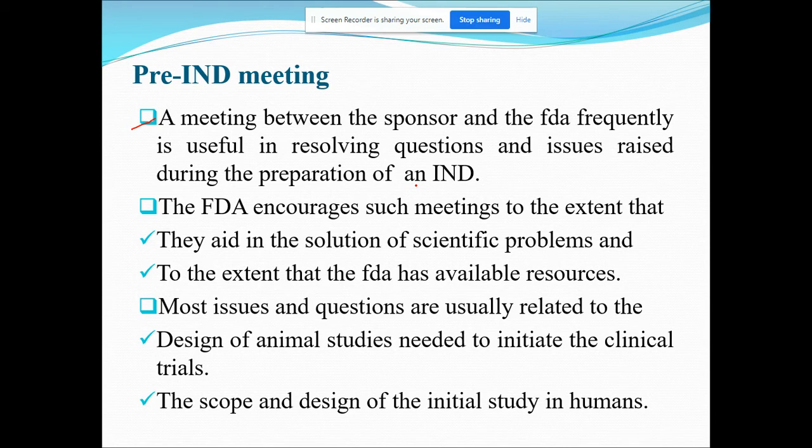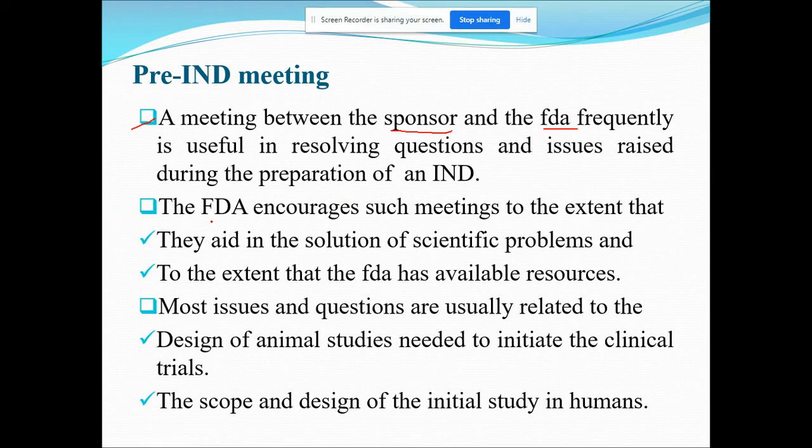IND application तयार करत असताना जर काही प्रॉब्लेम येत असेल, जर काही क्युरी येत असेल, तर त्या प्रॉब्लेमवर, त्या क्युरीजवर सोल्युशन काढण्यासाठी ही एक मीटिंग ऑर्गनाइज केली जाते. And that meeting takes place between the sponsor, meaning the applicant, ज्याला IND अप्लाय करायचा आहे तो स्पॉन्सर, and the team of FDA. FDA टीम आणि स्पॉन्सर मधली ही एक मीटिंग आहे in order to resolve the queries, the questions and the doubts which arise during the preparation of IND.